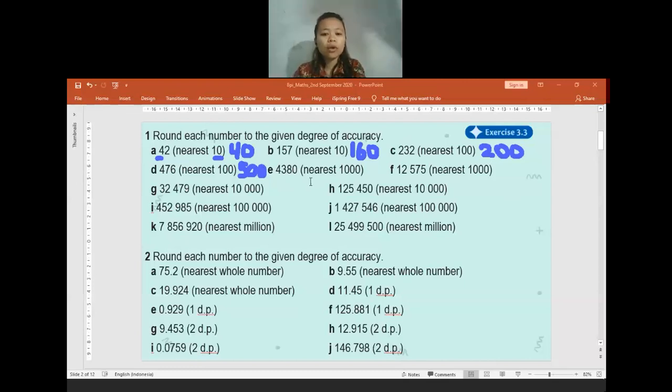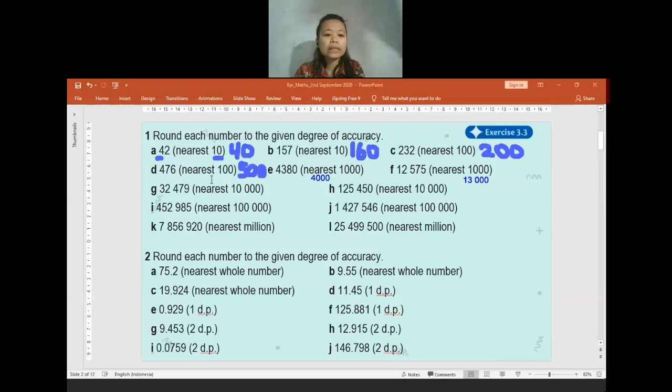If any one of you is confused, please let me know so I can re-explain it to you. For question F, if we round off the number to the nearest thousand, what number will it be? Yeah, it will be 13,000. Okay. Is there anyone who is confused so far until question F?